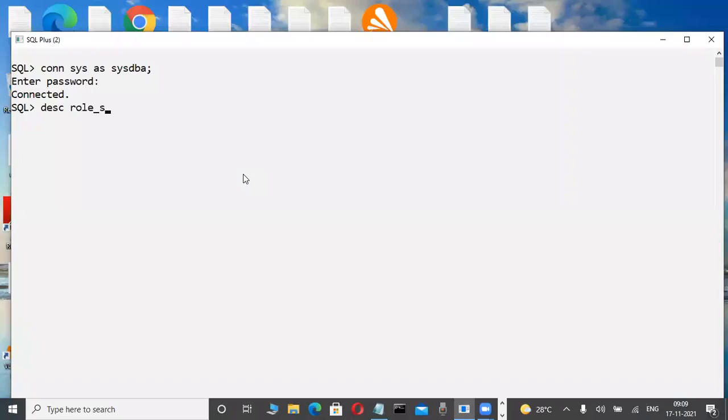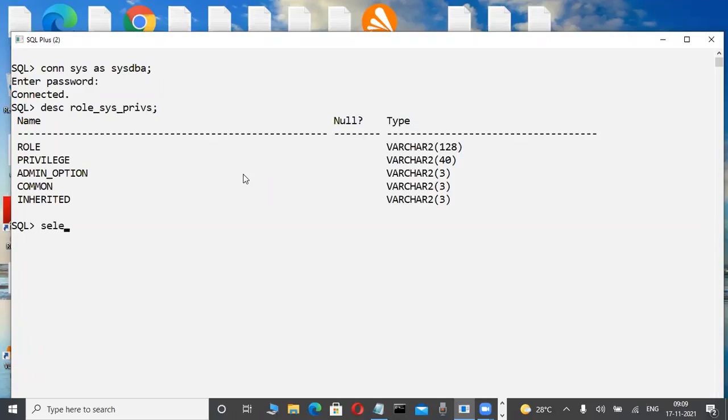role_sys_privs. Here select role, comma, privilege. Privilege is a column name there, no? That is called a property. From role_sys_privs where role in, I am using capital letters only here. Yes, the connect role is there.